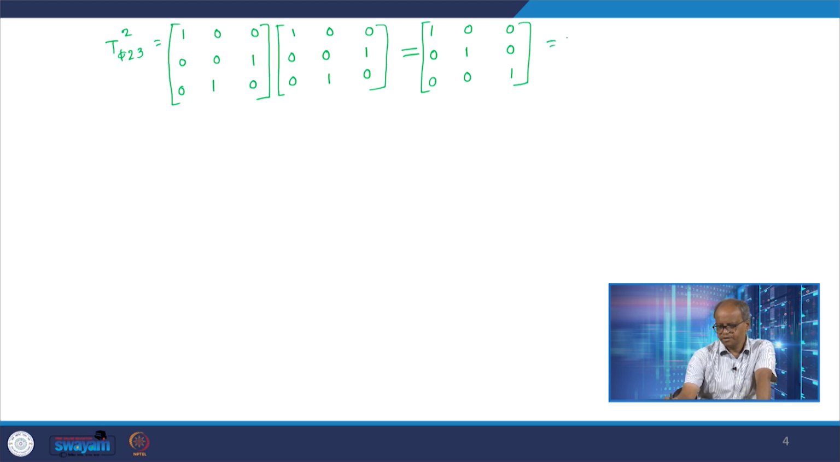So, this is the identity matrix. That makes sense because if I apply the twisting operation consecutively, for example, if I apply T phi 2 3 once, that means position 2 and 3 will interchange their position, and then if I apply T phi 2 3 again, position 3 will again assume position 3 and position 2 will assume position 2 again.